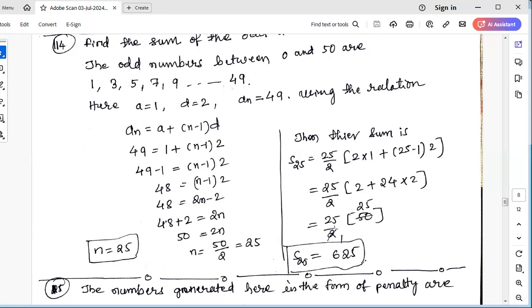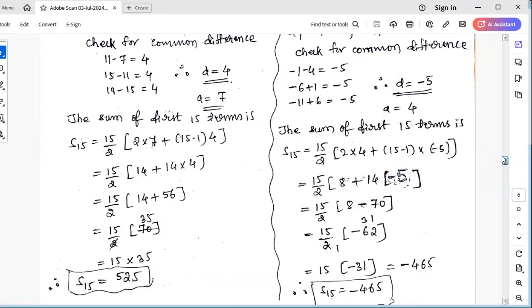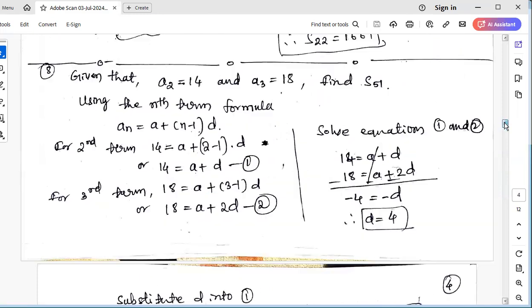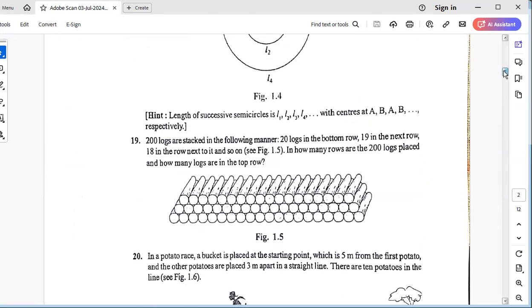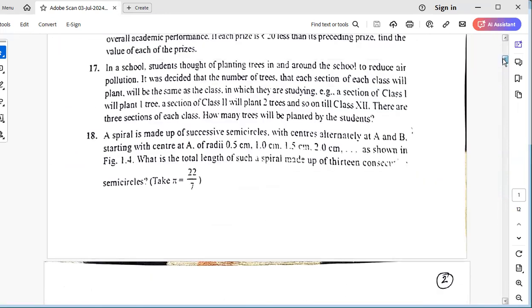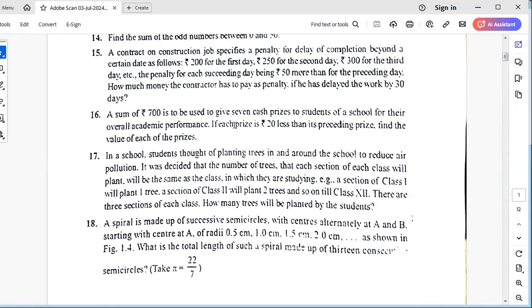In this way, you cancel here, 2 ones are 2, 25s. So 25 into 25 is 625. So the sum of the first 25 terms of the odd numbers between 0 and 50 is 625. So the problem is solved. Next, we'll go to the 15th problem. The 15th problem is like this.